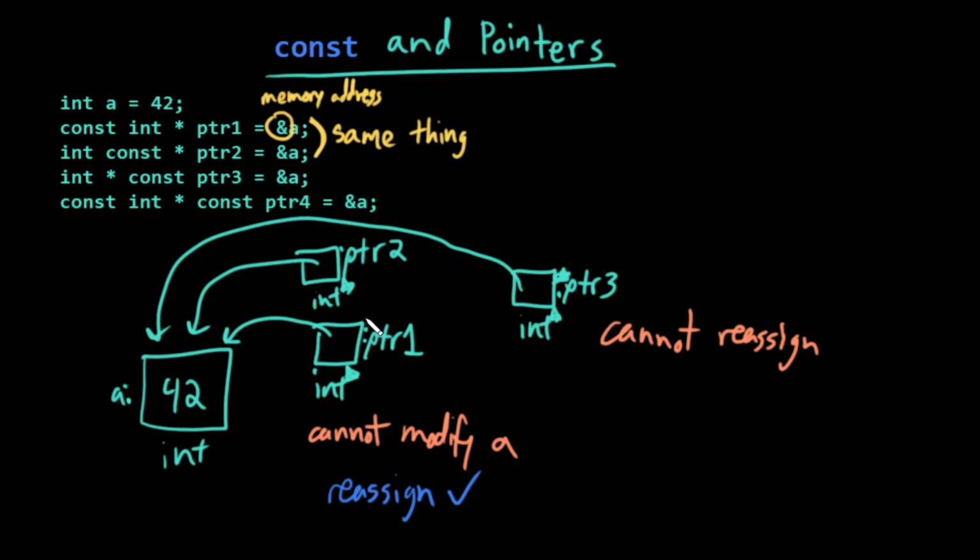In these cases, I had a non-const pointer pointing to a const int. So I could not modify what I'm pointing at, but the pointer itself was not const, so I could reassign it as needed. The pointer itself is const. It's a const pointer, so I cannot reassign the pointer, but I can modify the object I'm pointing to. I can modify a. I just can't reassign this pointer to point to anything else.